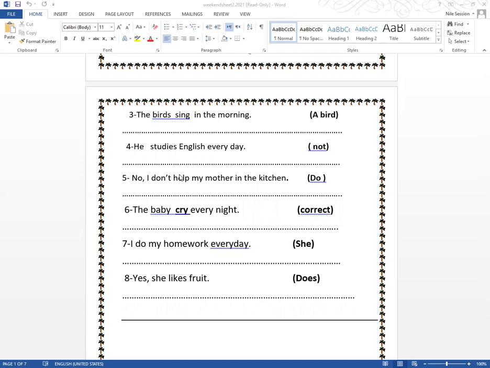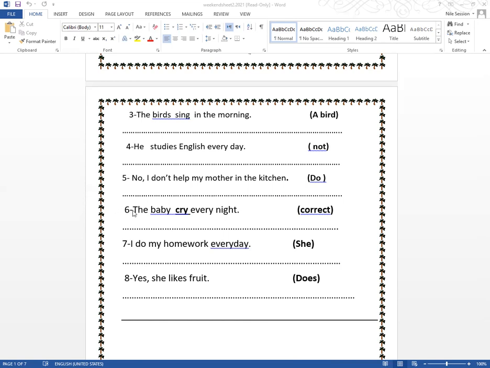Number 5: No, I don't help my mother in the kitchen. I want to start the question with do. It means that you will make the yes or no question. So first I will cross no. Then I cross don't. After that, start the question with do. Do, and I change it to you. And don't forget to change my to your. So the answer will be: Do you help your mother in the kitchen?